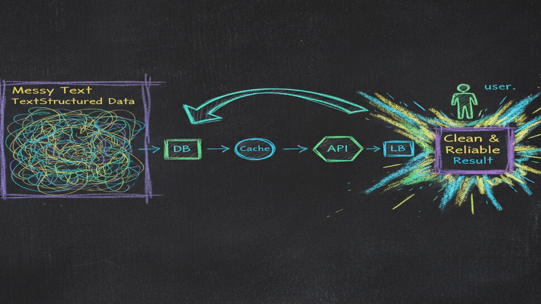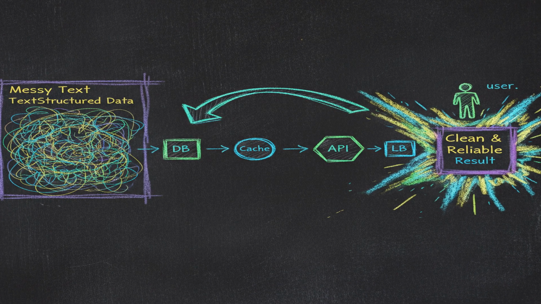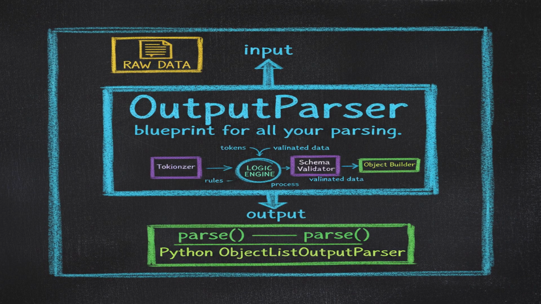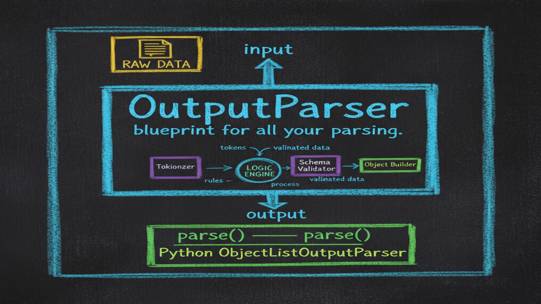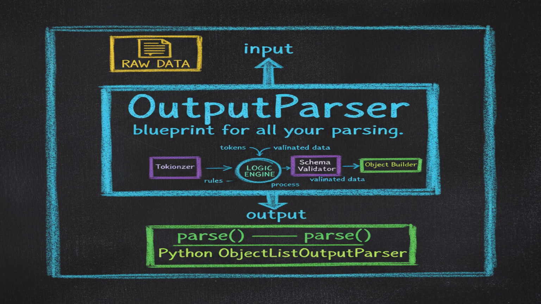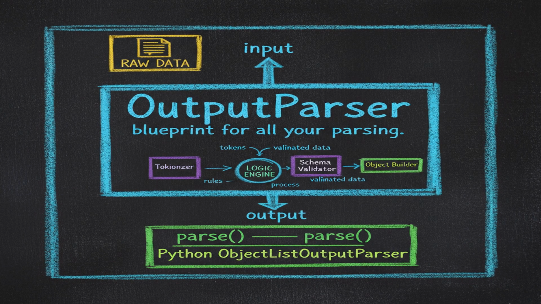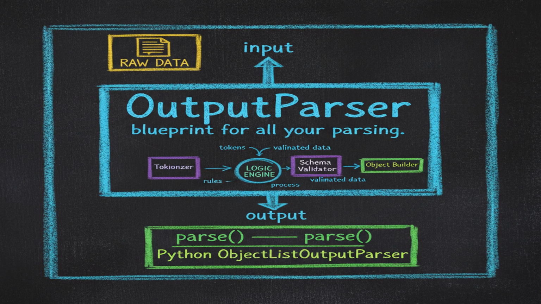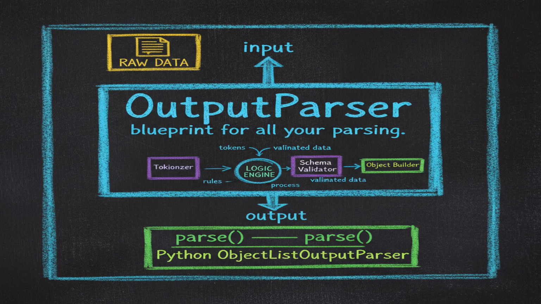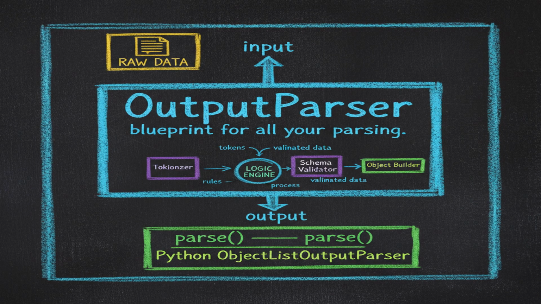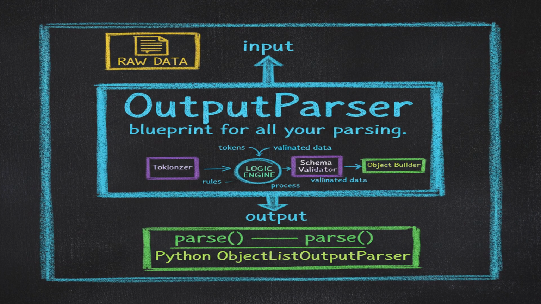This is where most people go wrong. They underestimate the importance of structured data. Let's dive into the core concepts of structured data extraction. At the heart of it all is the output parser interface. Think of this as the blueprint for all your parsing needs, like a data contract ensuring data integrity. In practice, it's like a function signature that guarantees a specific output type.